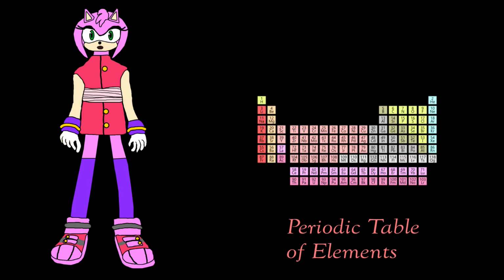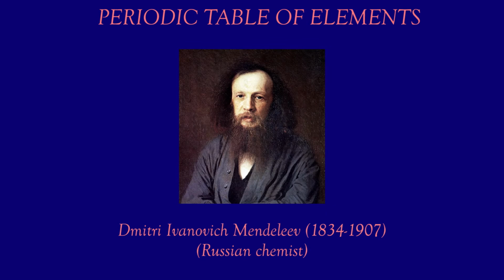Who invented the periodic table? We will give some details. The periodic table was invented by the Russian chemist Dmitry Ivanovich Mendeleev, 1834 to 1907. He was best known for his discovery of the periodic law, which he introduced in 1869, and for his formulation of the periodic table of elements.